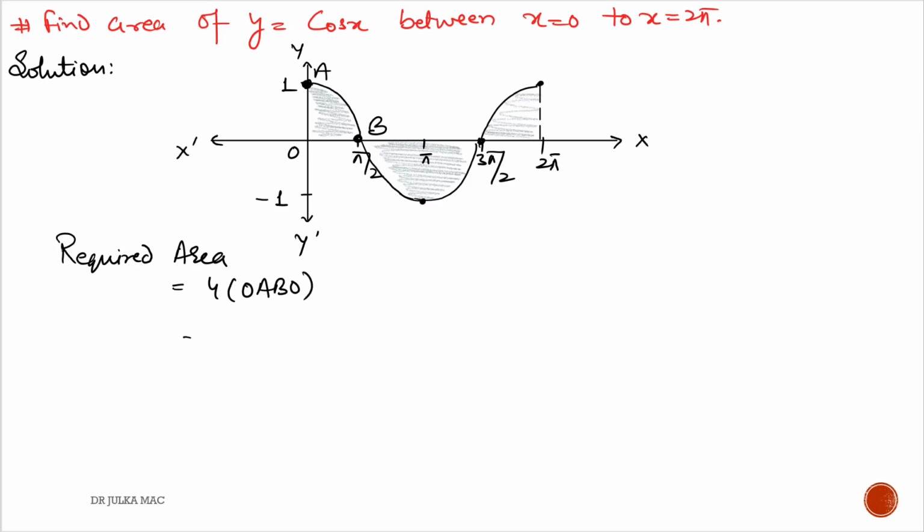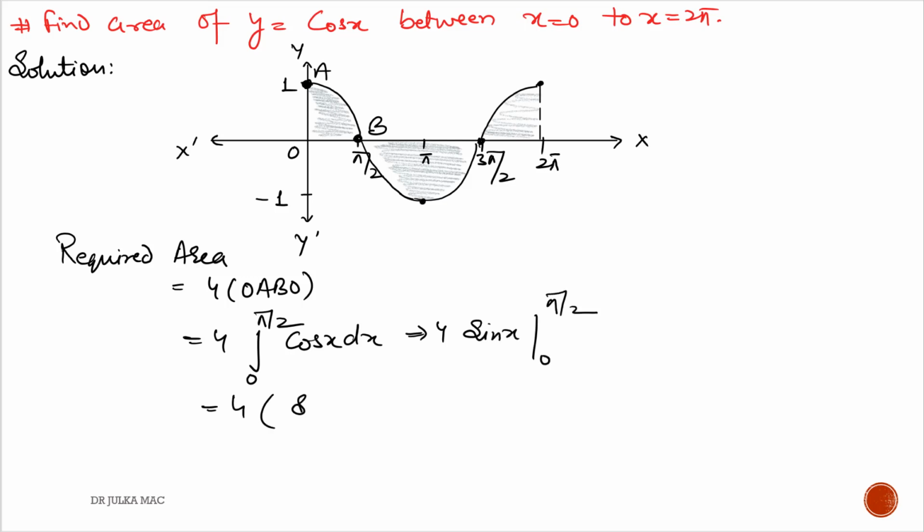But we will find only OABO and make 4 times of that. This is equal to the required area. So this is 4 times of 0 to pi by 2 cos x dx. Integration of cos x is sin x. After putting the upper and the lower limit, we will get the answer 4 square units.